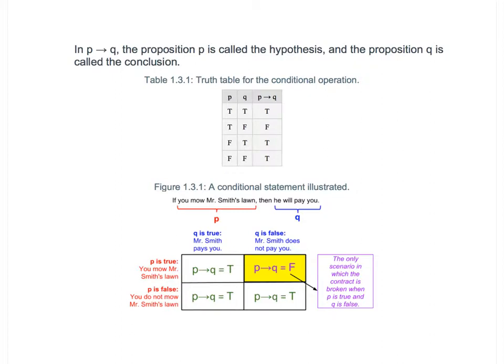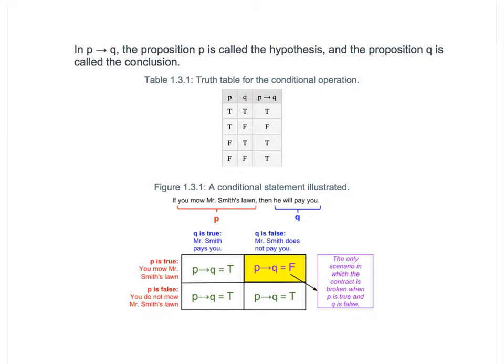So there are two different values for P and two different values for Q. If P is true, which means that you mow Mr. Smith's lawn, then there are two possibilities for Q: he pays you or he doesn't pay you. Also, if you don't mow Mr. Smith's lawn, again Q has two different possibilities: either Mr. Smith pays you or he doesn't.